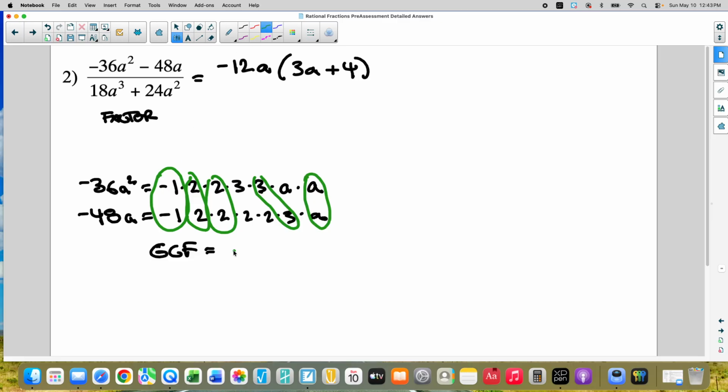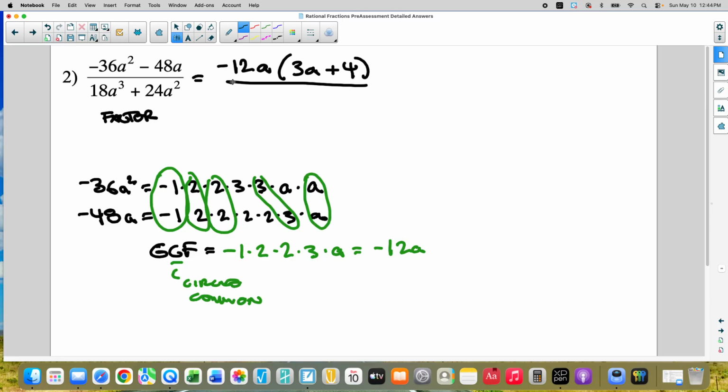Sorry. So we have negative 1 times 2 times 2. Circle what they have in common. So negative 1 times 2 times 2 times 3 times A, which simplifies to negative 12A. And that's what we factored out, greatest common factor. And then notice we had 3A left over and 4 left over, so that's how we factor. Sorry about that. I confused that with finding common denominators.